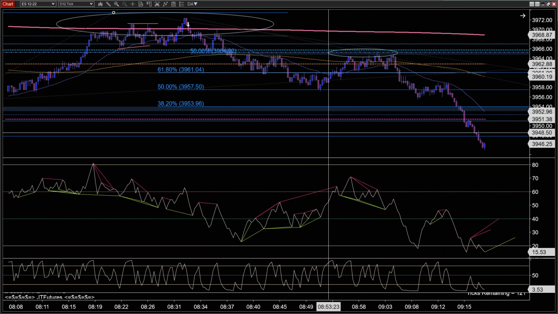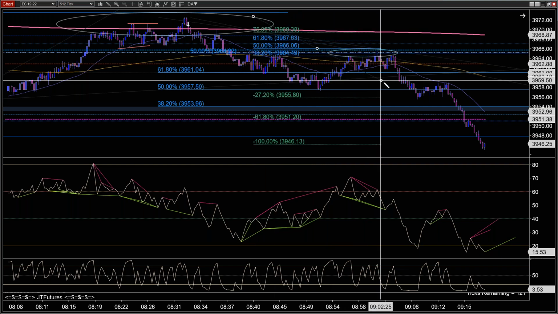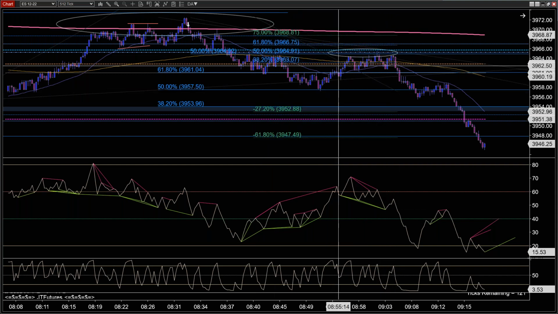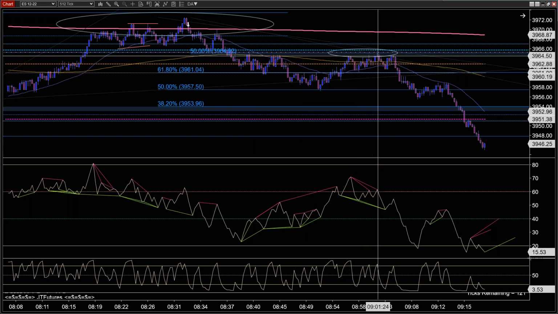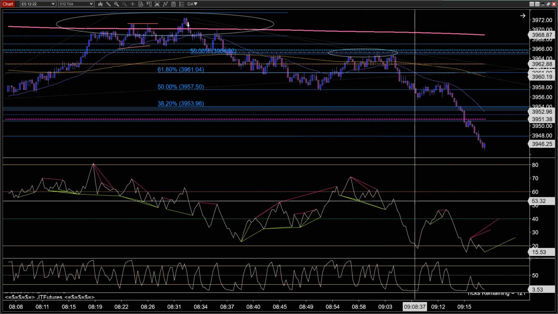When it did that, what happened here? We came down, had a new fib leg down, and bounced right off the 50% retracement, 2 ticks through it, through the 50% retracement there.